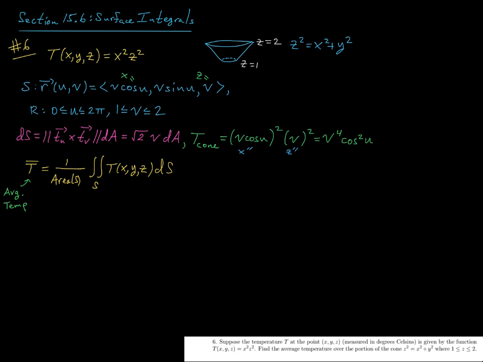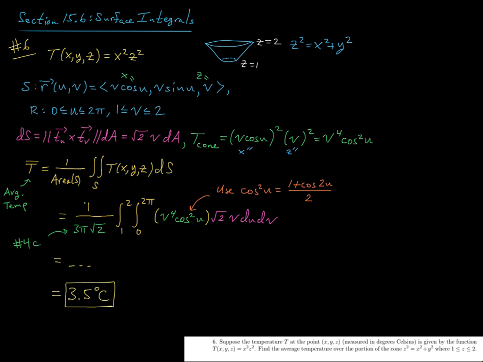All right, so now to find the average temperature, we want to compute the surface integral of the temperature function over this portion of the cone, and then divide by the area of this surface. Fortunately, we already computed that in problem 4C. So here's the calculation. We're going to do 1 over 3 pi times the square root of 2. And then for the surface integral of the temperature function, T evaluated along this portion of the cone is v to the fourth times cos squared u. And then here's your dS, it's root 2 times v, and then du dv, and we have the appropriate bounds set up there.